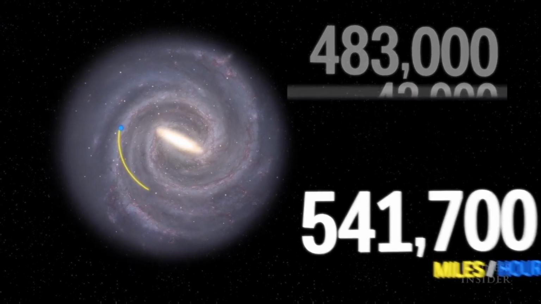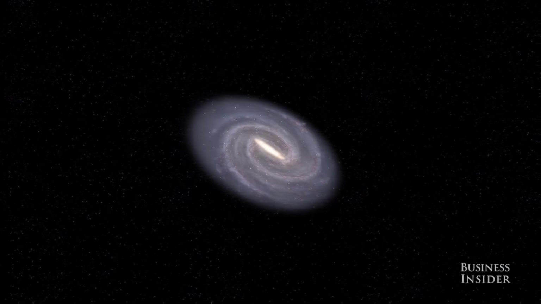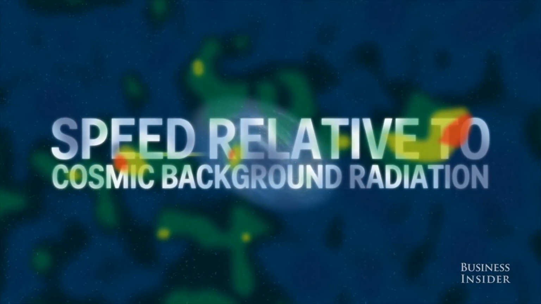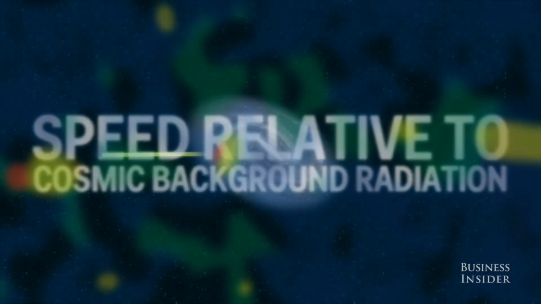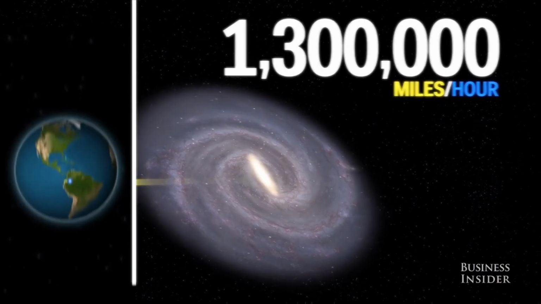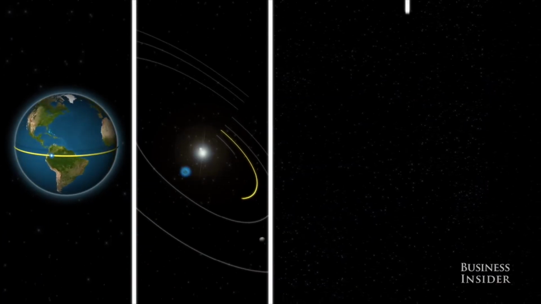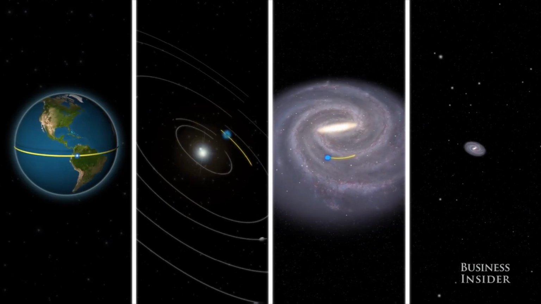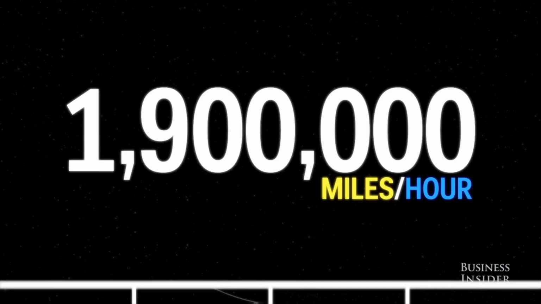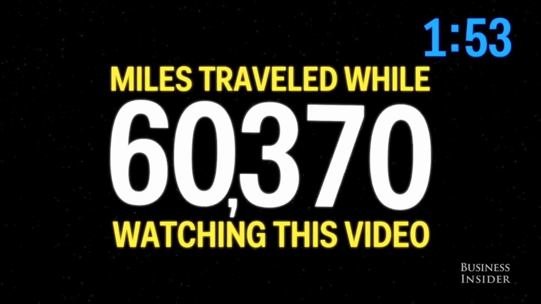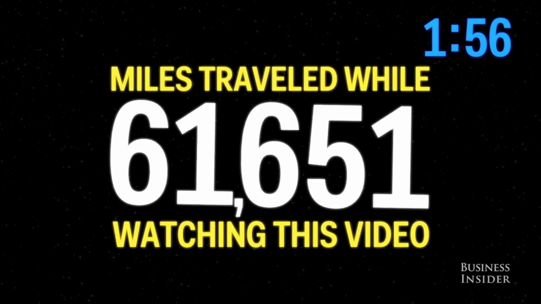And on top of all of that, the Milky Way is shooting through the universe. If we measure the galaxy's speed relative to cosmic background radiation from the Big Bang, we find it's traveling at an incredible 1.3 million miles an hour. So you're moving on Earth, the Earth is moving around the Sun, the Sun is moving around the galaxy, and the entire galaxy is moving around the universe at a combined speed of over 1.9 million miles an hour, or 530 miles every second. That means that in the time you've been watching this video, you've traveled over 60,000 miles through space.